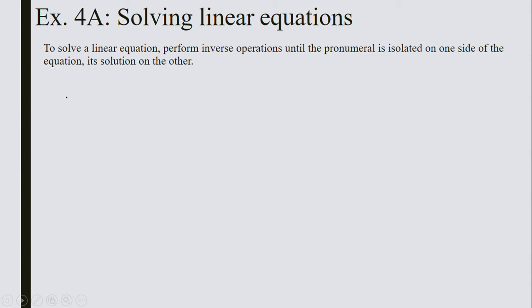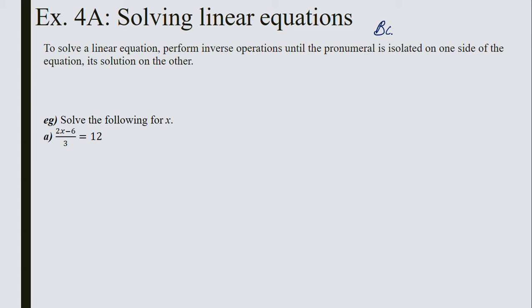So to solve a linear equation, you need to perform inverse operations until the polynomial is isolated on one side of the equation, so it's got to be on its own with the solution on the other side of the equals sign. We'll give it a shot with an example. So we've got (2x - 6) divided by 3 equals 12, and we need to solve for x. So x is here. We need to get it on its own on this side of the equation, and to do that, we'll use the opposite of BODMAS.